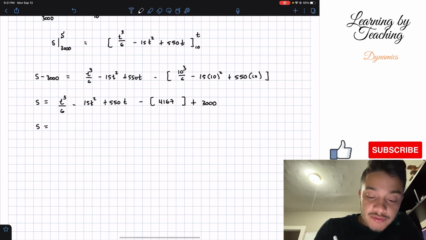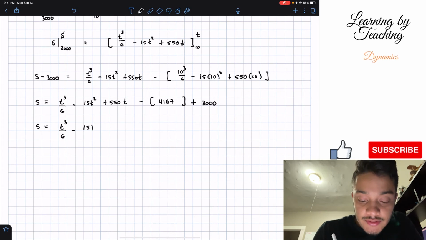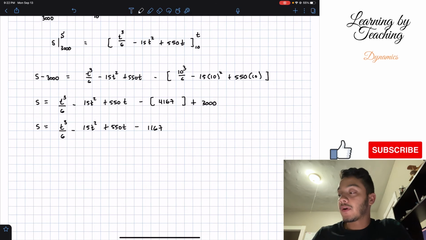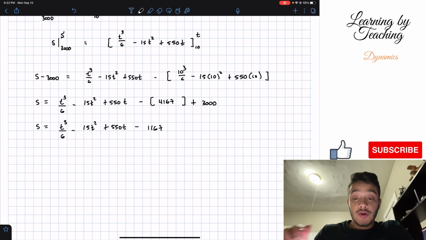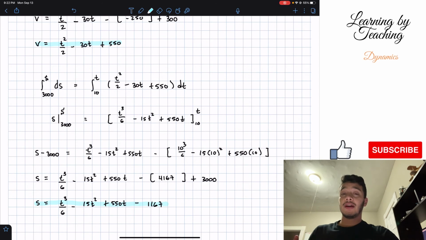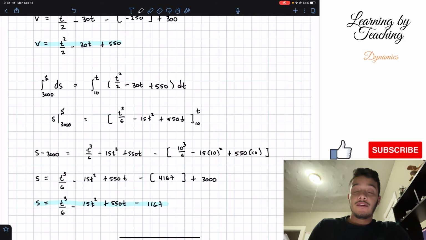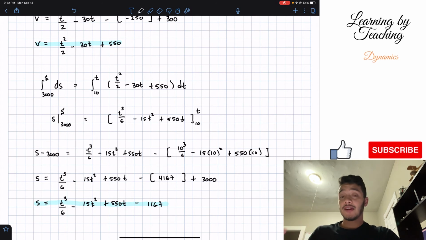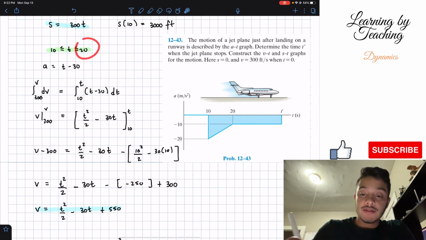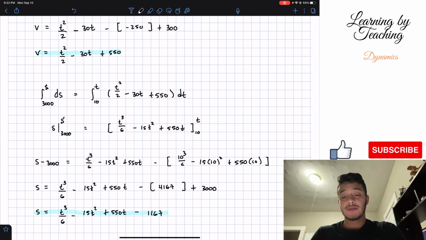If we simplify for our position, we will have an equation of t cubed divided by 6 minus 15t squared plus 550t, and we're gonna end up with negative 1,167. Okay, so we just found our fourth equation that is important in this problem. And as we did before, we needed to evaluate and find the final velocity and final position at the time interval. So our final time in this case is 20. So we're going to evaluate these two equations when time is equal to 20.